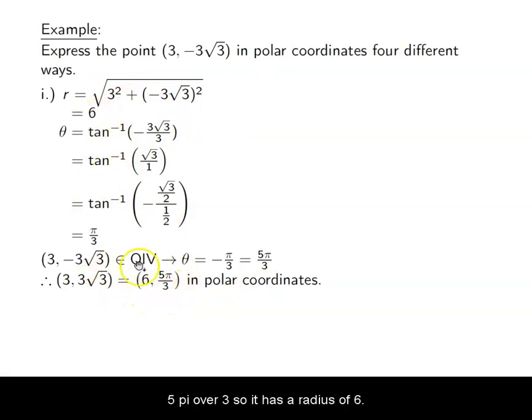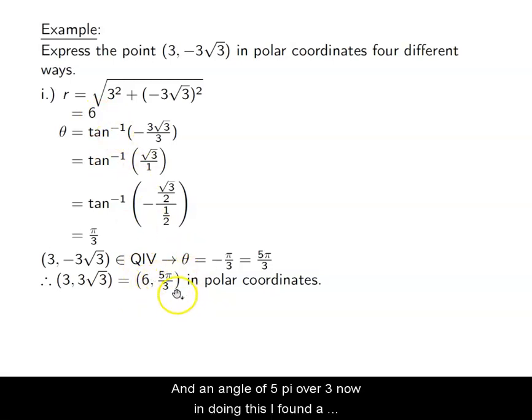So it has a radius of 6 and an angle of 5 pi over 3. Now in doing this, I found a secondary angle that I can use to represent this as well, which is negative pi over 3. So the second one is already written for me.